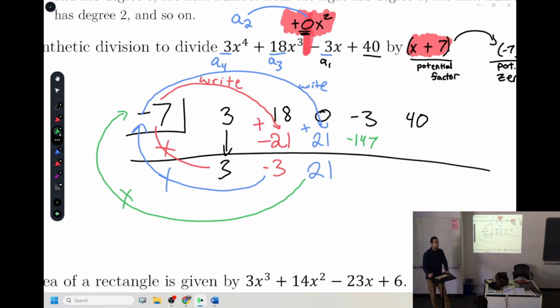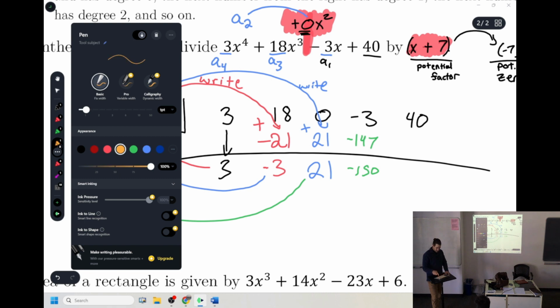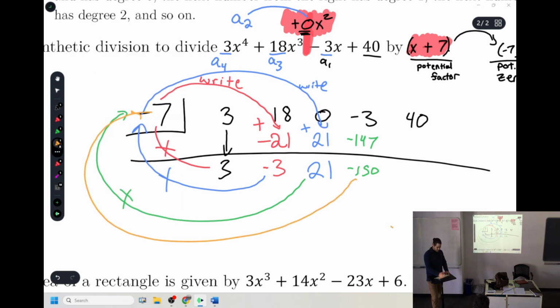Oh, I'm so dumb. We're not multiplying. Yep. Thank you. Negative 150. Last color. Multiply. 1050. Positive or negative?